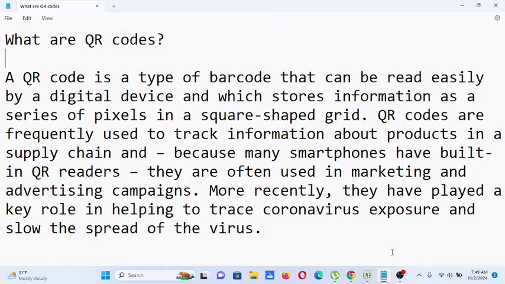So let's begin. What are QR codes? A QR code is a type of barcode that can be read easily by a digital device, which stores information as a series of pixels in a square-shaped grid. QR codes are frequently used to track information about products in a supply chain, and because many smartphones have built-in QR readers, they are often used in marketing and advertising campaigns. Most recently, they have played a key role in helping to trace coronavirus exposure and slow the spread of the virus. Okay guys, so this is the end of my report on what QR codes are all about.